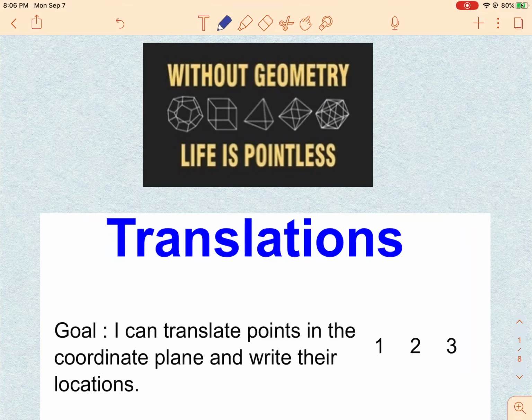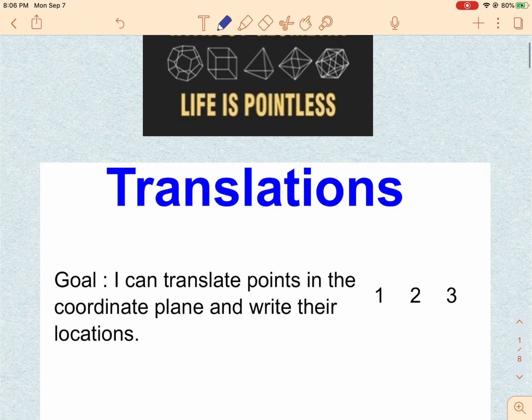Today we're going to be kicking off a small unit about transformations. One of the first transformations we're going to learn about is called translations. The word translation in math is typically viewed as something that moves. So if you translate something, you're simply moving it. The goal today is I want you to be able to translate points in the coordinate plane and then write those new locations.